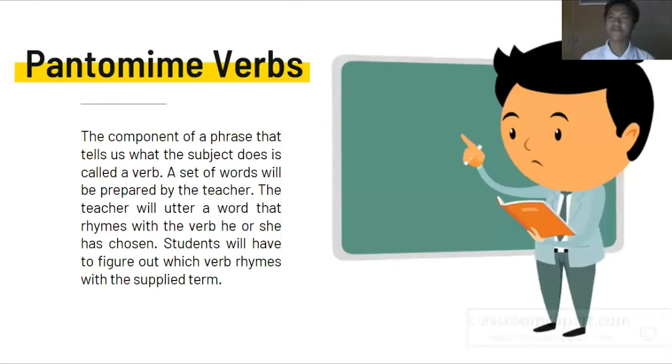So the component of a phrase that tells us what the subject does is called a verb. A set of words will be prepared by the teacher. The teacher will utter a word that rhymes with the verb he or she has chosen. Students will have to figure out which verb rhymes with the supplied term.